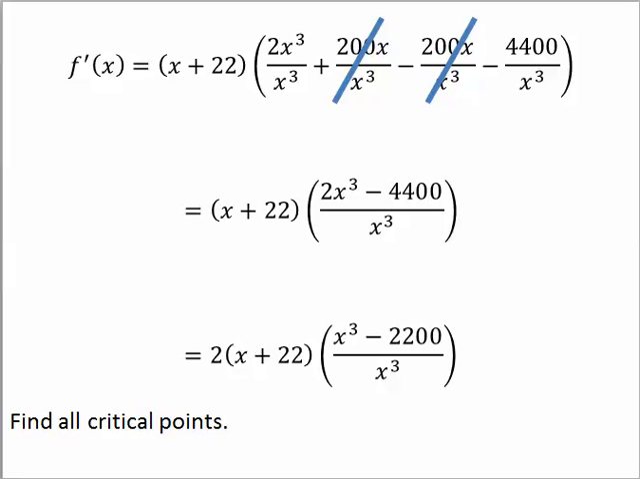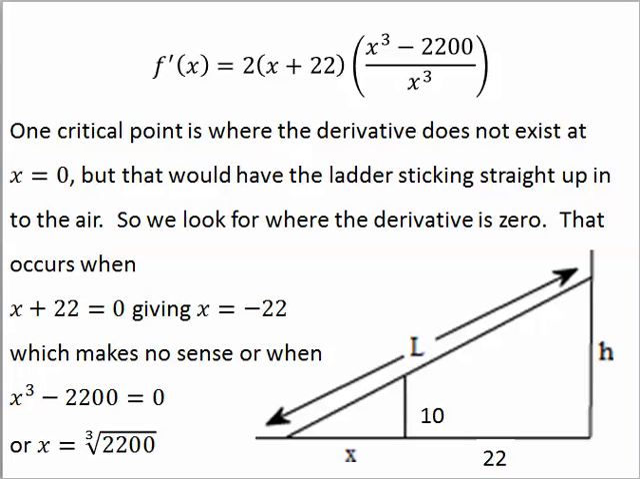Critical points occur where the derivative does not exist or where the derivative equals 0. One critical point is where the derivative does not exist, which is x equals 0, but that would have the ladder sticking straight up in the air. So we look for where the derivative is 0.